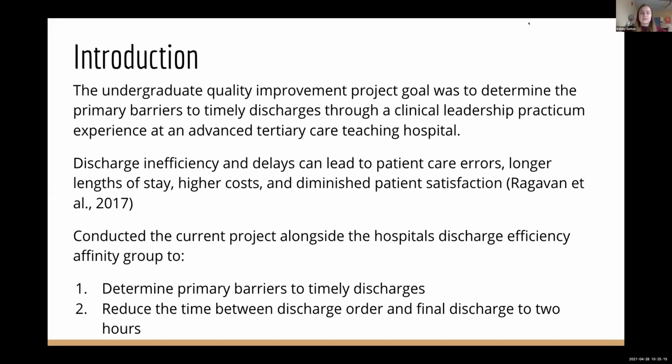So the literature states that discharge inefficiency can lead to patient care errors, longer lengths of stay, higher cost, and diminished patient satisfaction. So we conducted this project alongside the efficiency affinity group with Dr. Talari to, one, determine primary barriers to timely discharges and reduce the time between discharge order and final discharge to 2 hours.